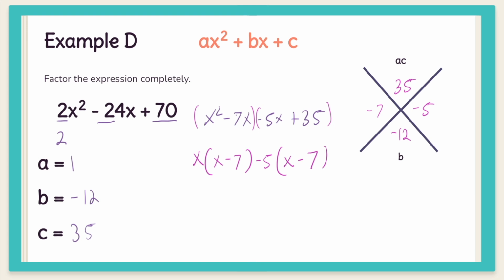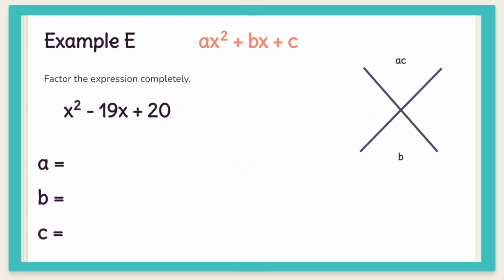Fabulous. Okay, so now let's check, do we have a common factor here? So we do. We can pull out that negative 7 in both cases. So x minus 7 is going to be one of my factors. Then I'm left over with x and negative 5 as my other factor. But I need to make sure that I remember that I pulled out that 2 to begin with, so I bring that down to the front. So now my final answer is 2 times the parentheses x minus 7, parentheses x minus 5. Let's take a look at the last example.